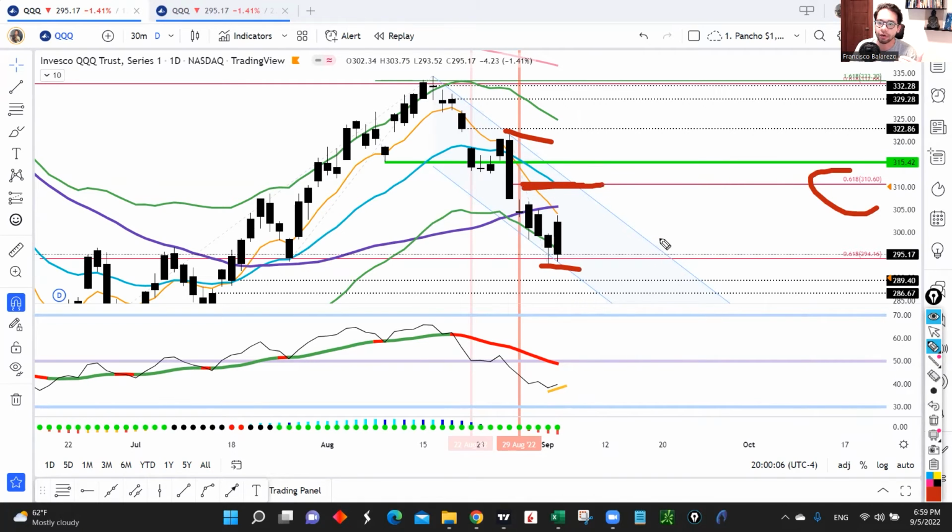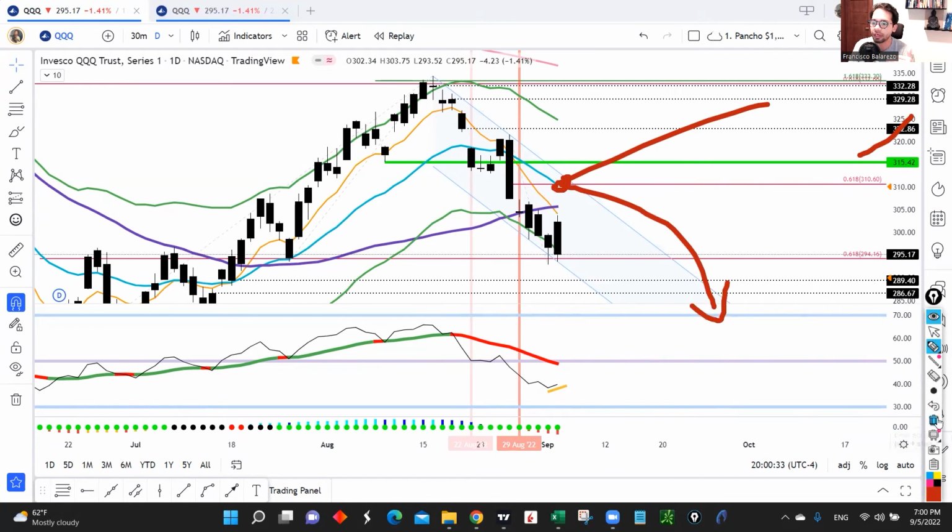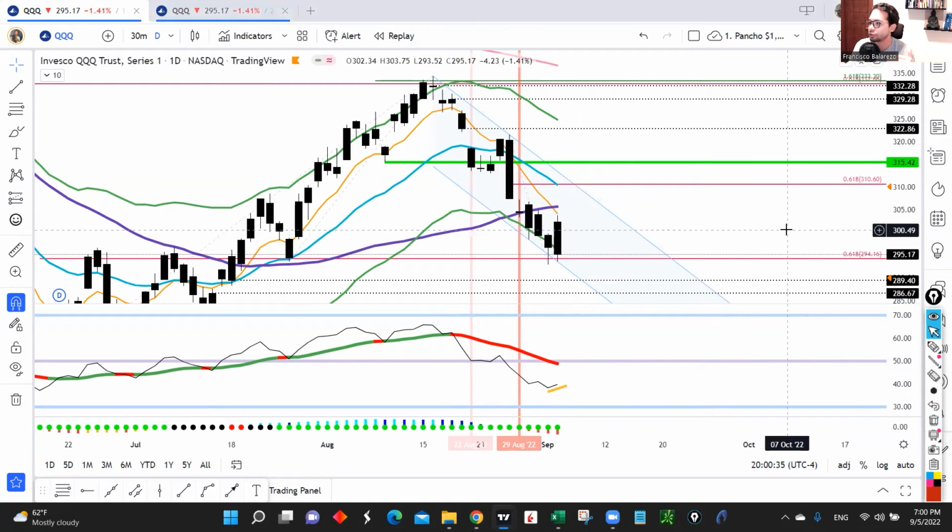If we happen to get any rally to that 0618 retracement level, or the 21 exponential, which is this light blue MA right here, somewhere around 309 to 310.50, that's going to be a perfect spot to short. Perhaps you can use 315.42 as your definite covering guide, but I'm going to be looking at this level to short, and then a continuation to the downside in the QQQs as well.